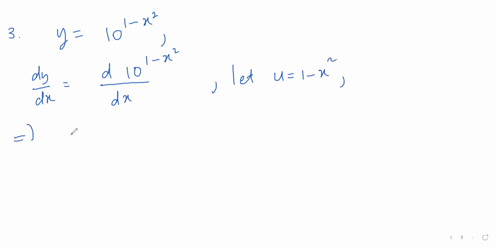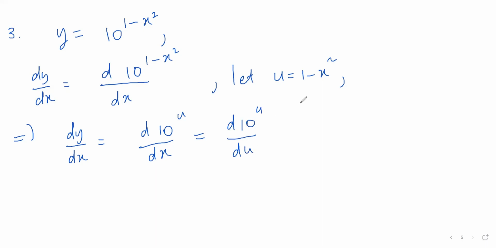And in that case, that implies that dy/dx is equal to the derivative of 10 to the power of u. So in place of 1 minus x squared, we put u. We differentiate 10 to the power u with respect to x. And then we apply the chain rule. When we apply the chain rule to this situation, this gives us the derivative of 10 to the power u with respect to u. We multiply this by the derivative of u with respect to x.